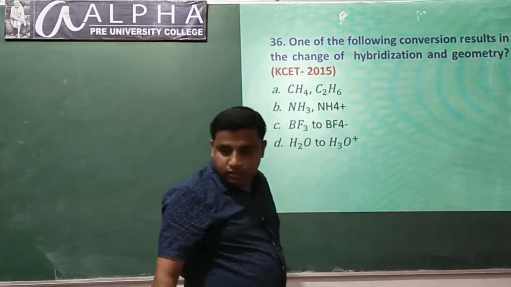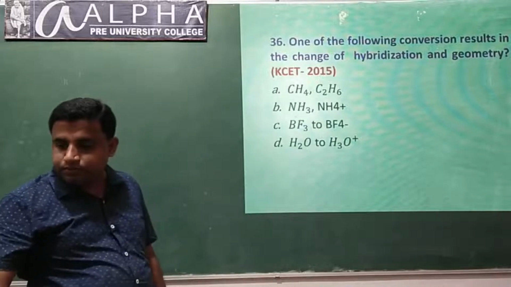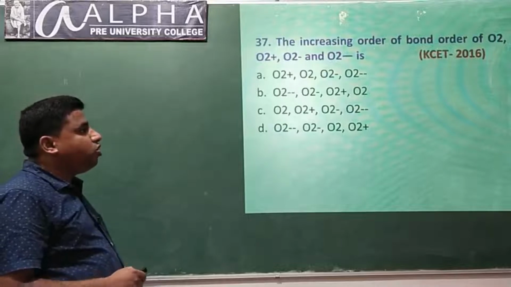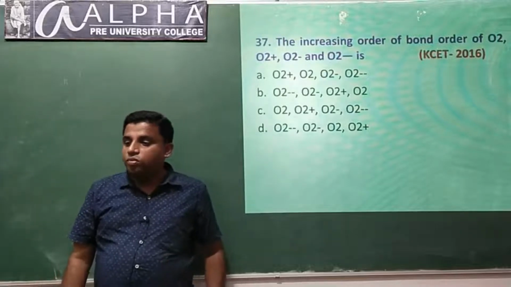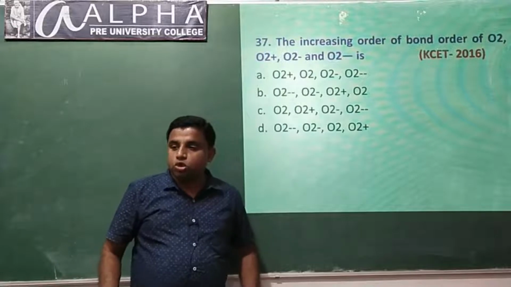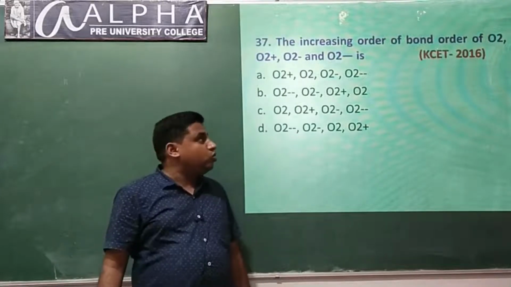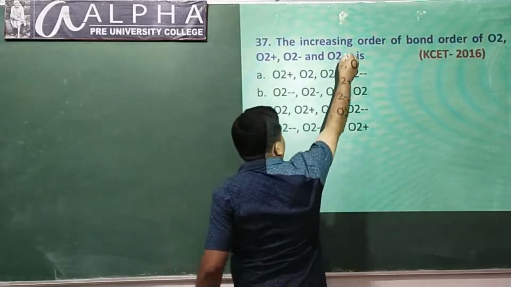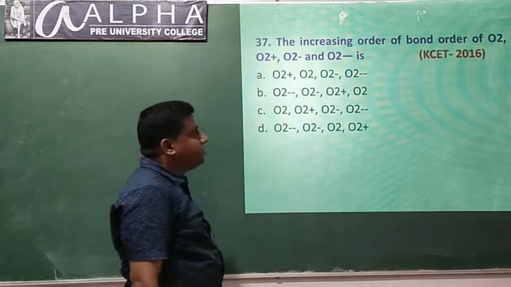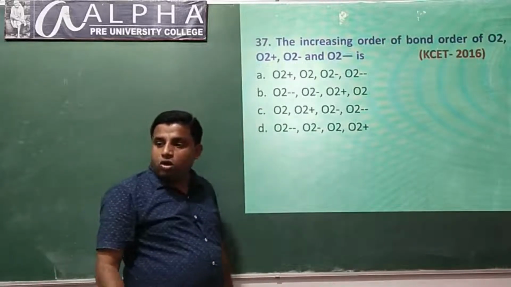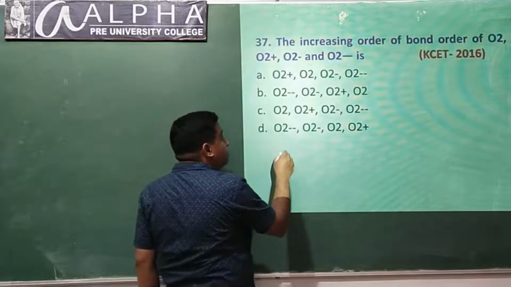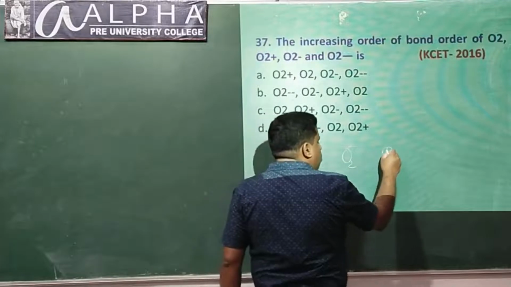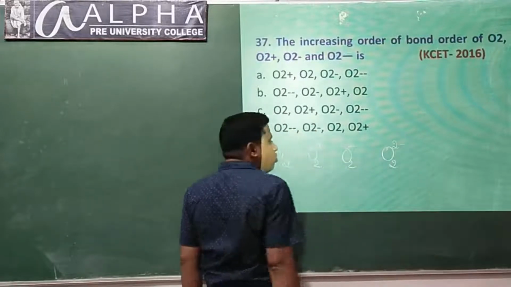Exactly correct. Next question, students. 37th question. The increasing order of bond order of O2, O2 plus, O2 minus and O2 2 minus. Here we have 2 negative charge.